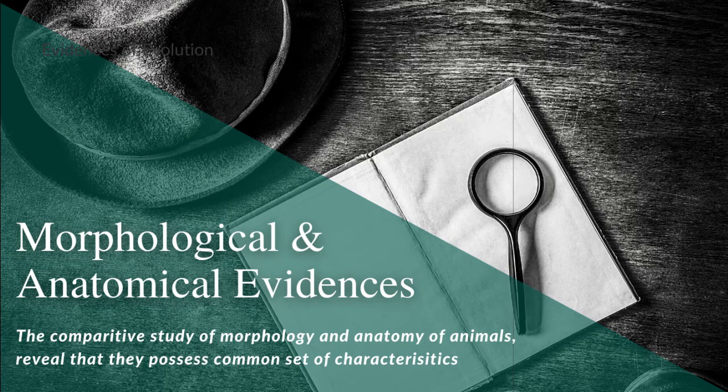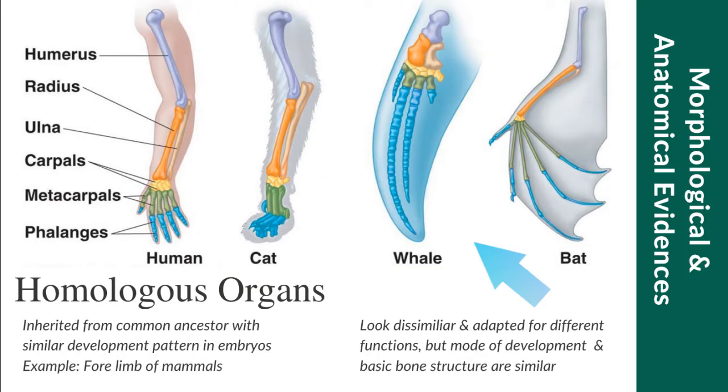The comparative study of morphology and anatomy of animals revealed that they possess common set of characteristics. Number 1. Homologous organs. The homologous organs are those which have inherited from common ancestors with similar developmental pattern in embryos. The forelimbs of mammals are homologous structures. A human hand, a front leg of a cat, flipper of a whale and bat's wing look dissimilar and adapted for different functions. Their mode of development and basic structure of bone are similar.